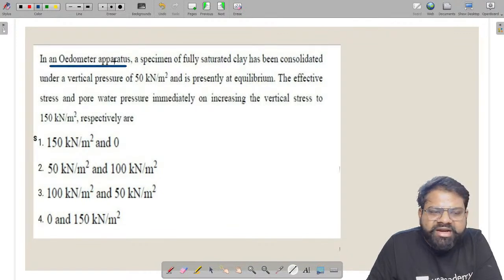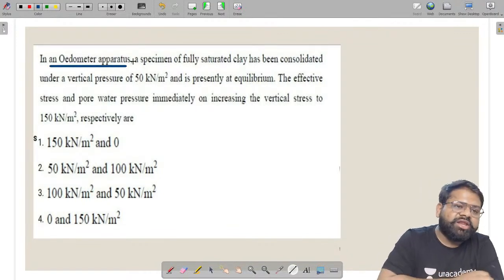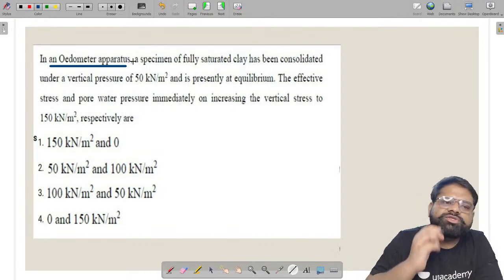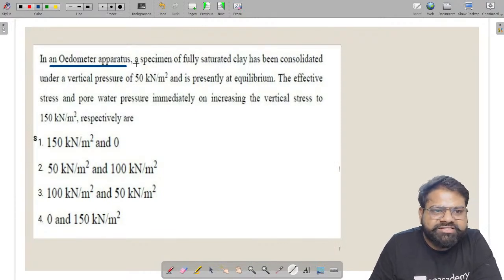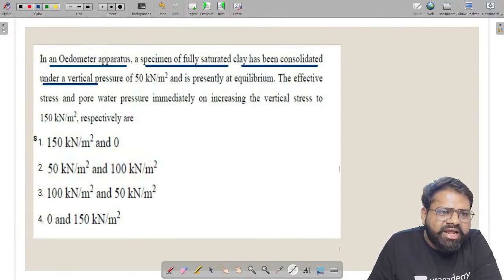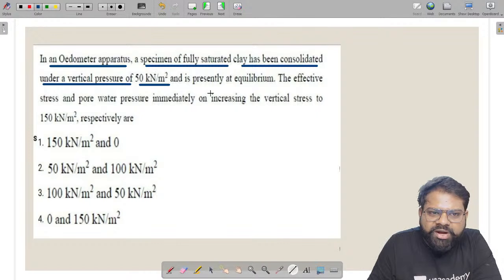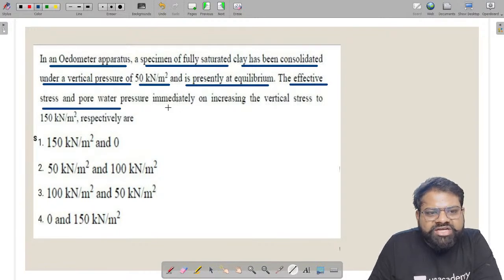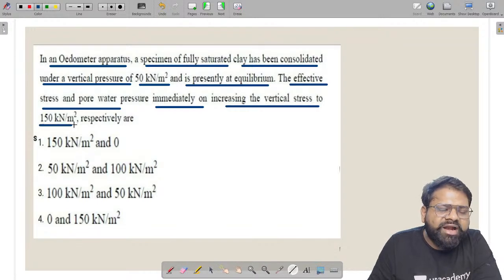It says, in an odometer apparatus, as we know that in order to check the compressibility of a clay, we do a test that is called the odometer test or consolidometer test. So in an odometer test, a specimen of fully saturated clay has been consolidated under a pressure of 50 kilonewton per meter square and is presently at equilibrium. The effective stress and pore water pressure immediately on increasing the vertical stress to 150 kilonewton per meter square respectively are.